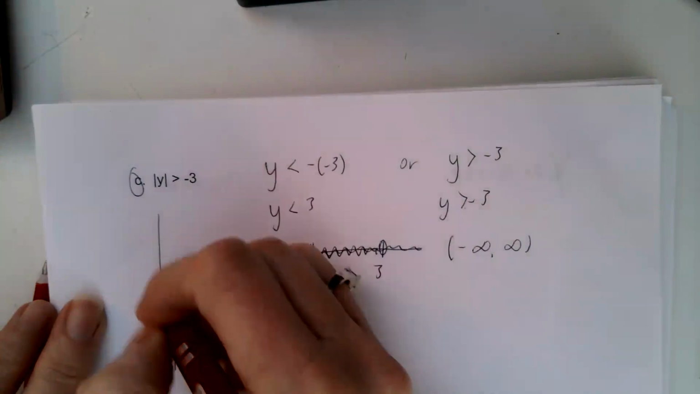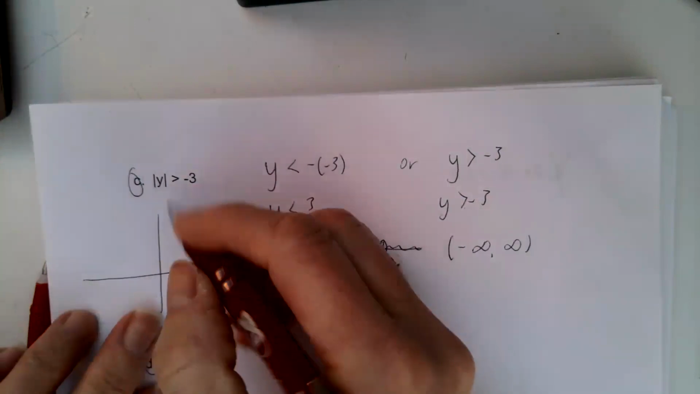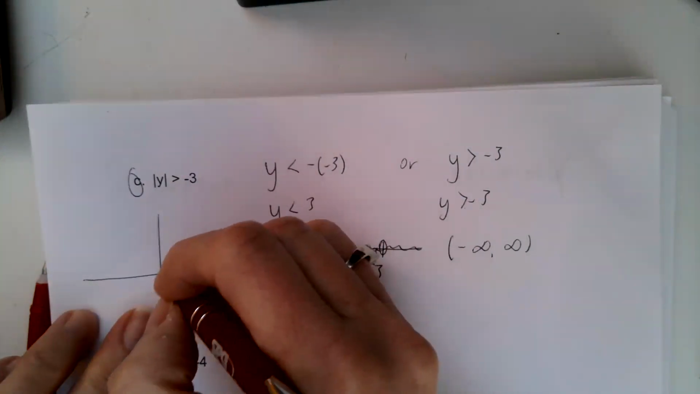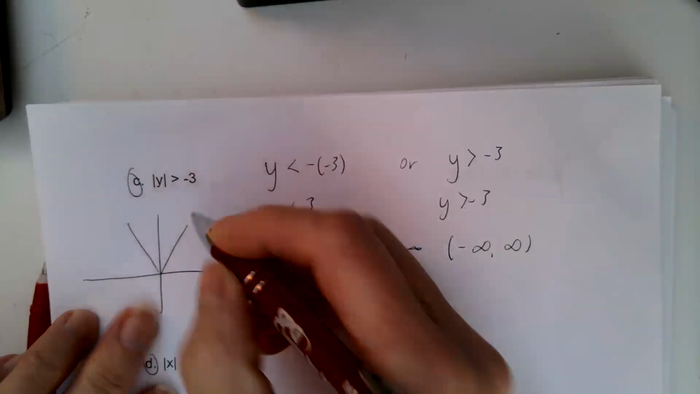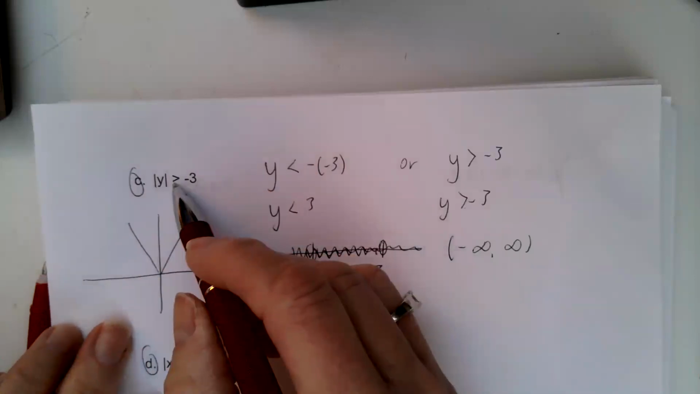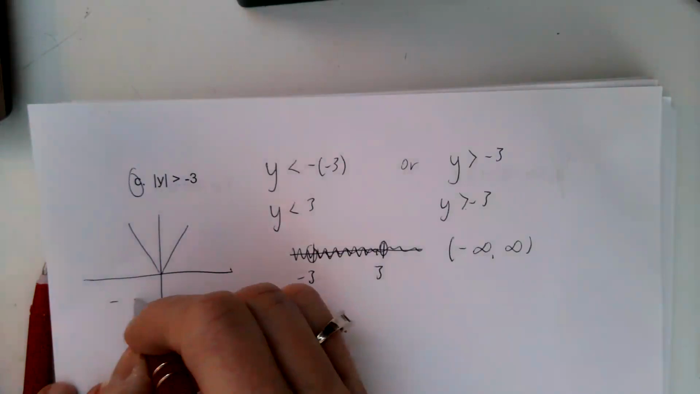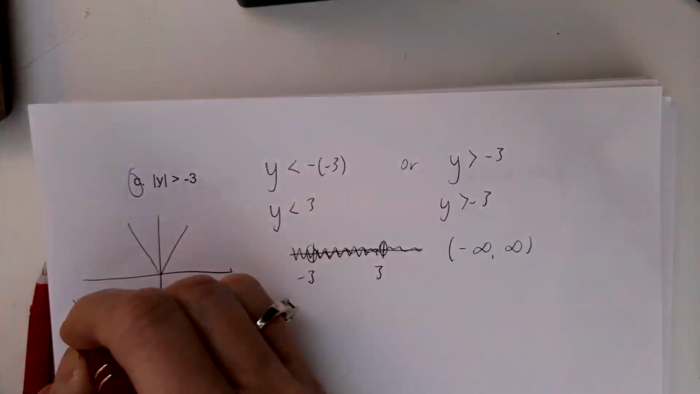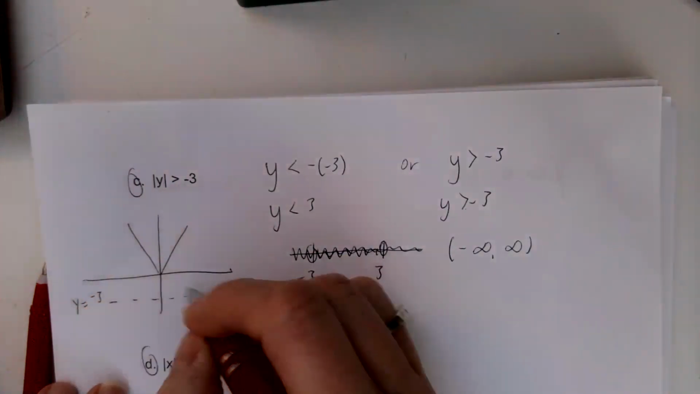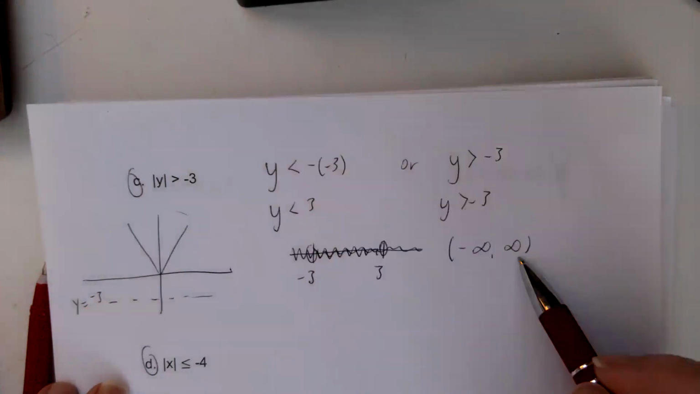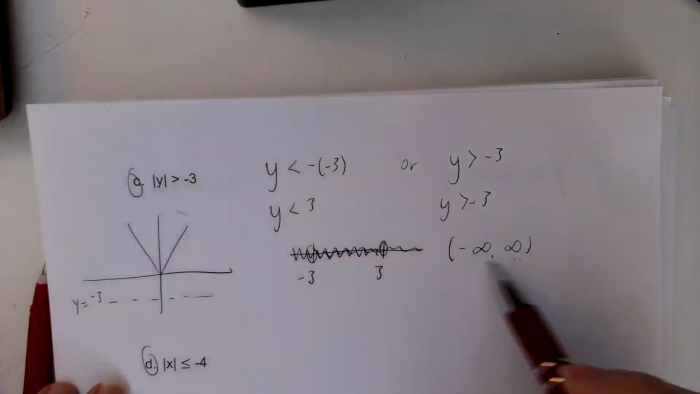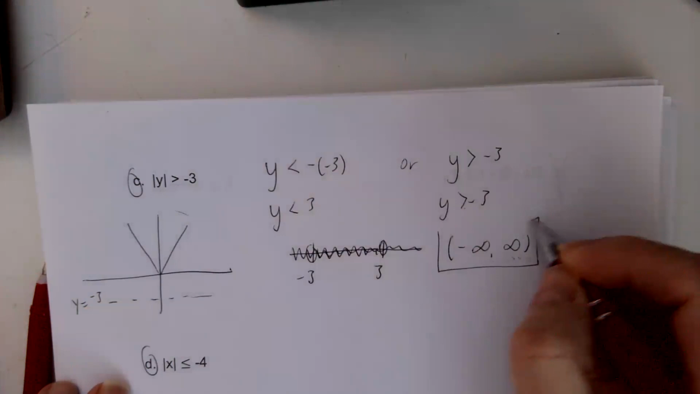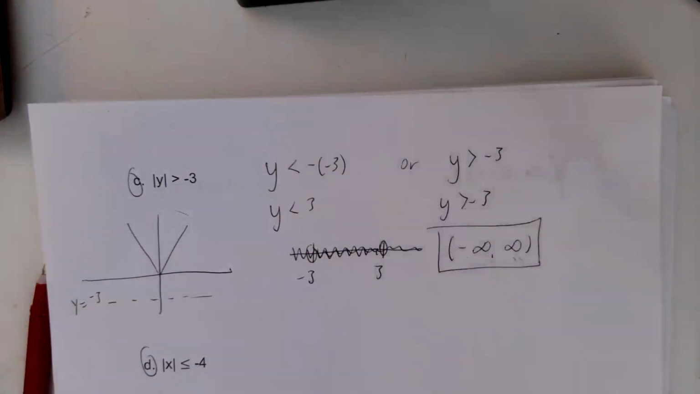If you look at this on a number line or on a graph, the absolute value of y is just this basic graph here at 0, 0. It goes out like a V. And we want to know where is the absolute value greater than negative 3? Well, y equal to negative 3 is down here. So that means everything is greater than negative 3. So it is indeed all real numbers, negative infinity to infinity.